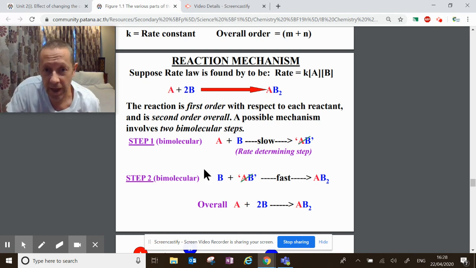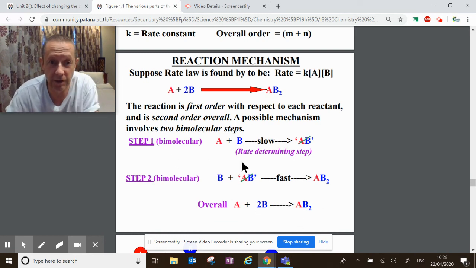Okay, now this is a hypothetical suggestion here of what might be going on, and you'll sometimes see exam questions of this nature. So we could suggest that maybe step one is a slow step, and it involves reactant A and B reacting together slowly to make some sort of intermediate, AB, with commas either side of it. Why might we suggest that is a first step, and why might we suggest it's a slow step?